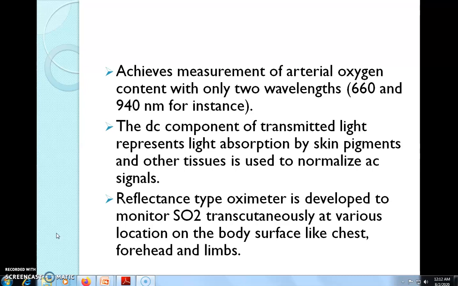A transcutaneous reflectance oximeter based on a similar photoplethysmographic technique has been developed for the future measurement of SO2. The advantage of this reflectance oximeter is that it can monitor SO2 transcutaneously at various locations on the body surface, including more central locations such as the chest, forehead and limbs, that are not accessible via conventional transmission oximetry. That is the main advantage of this reflectance oximeter.